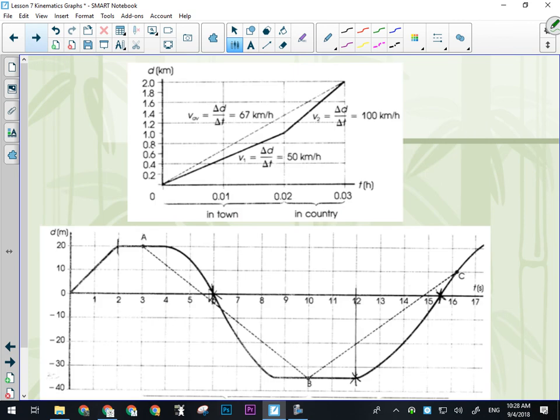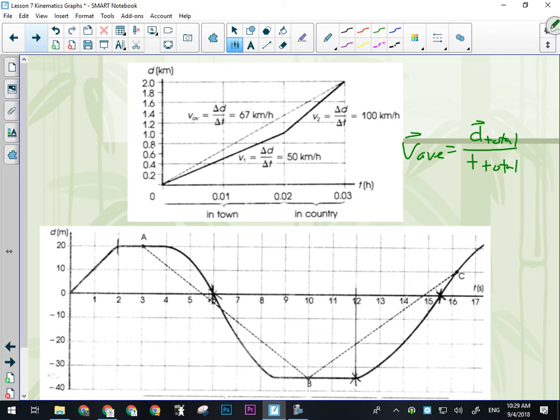Now, we were talking about trips that had 2 parts the other day. Okay, and we were talking about why, if I want to calculate the average velocity, I have to use the total displacement divided by the total time. I couldn't just add the velocities all together and divide by the number of sections. Okay, and this graph here is illustrating kind of why.